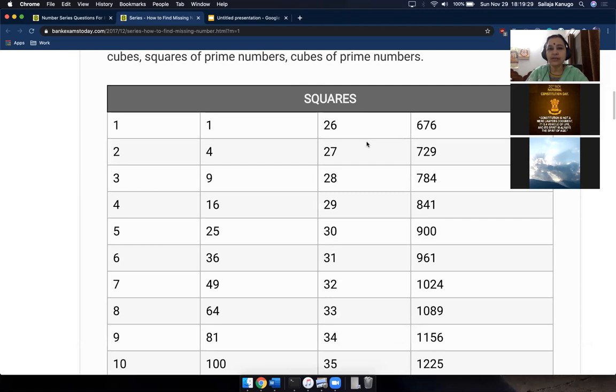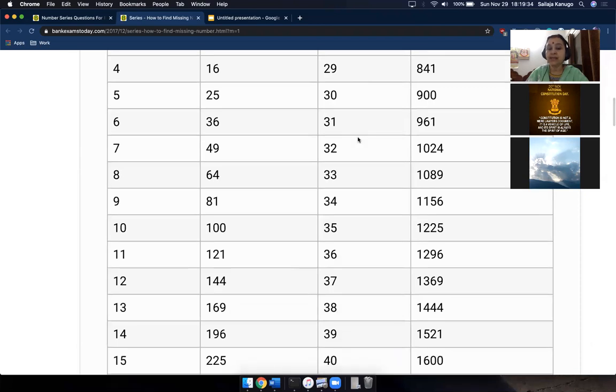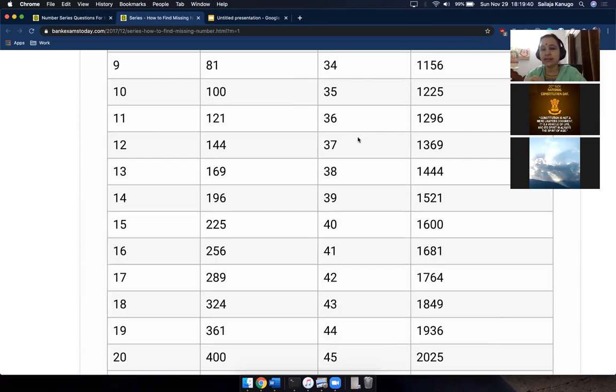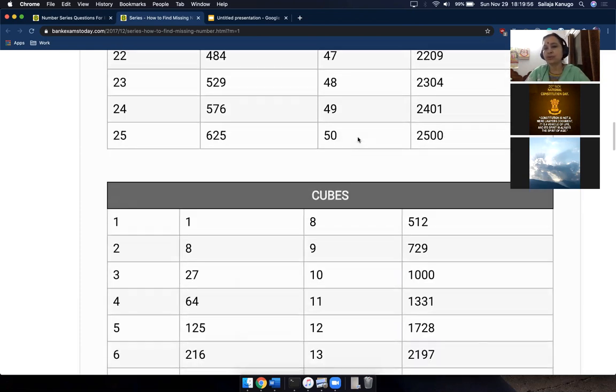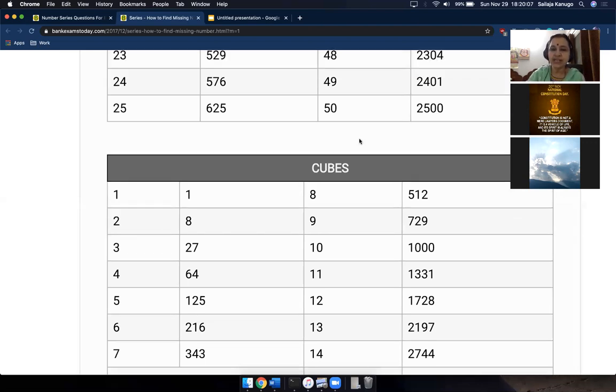It's very important to learn the squares up to 50. At least 50 is enough. You have to write them all down in one place and keep going through it. If you spend 5 minutes every day, within a week you will be able to remember them totally. While solving the problems, you will understand why it is important to learn the squares. Coming to cubes, if you can remember the cubes at least till 20, it will help you while solving the number series problems.